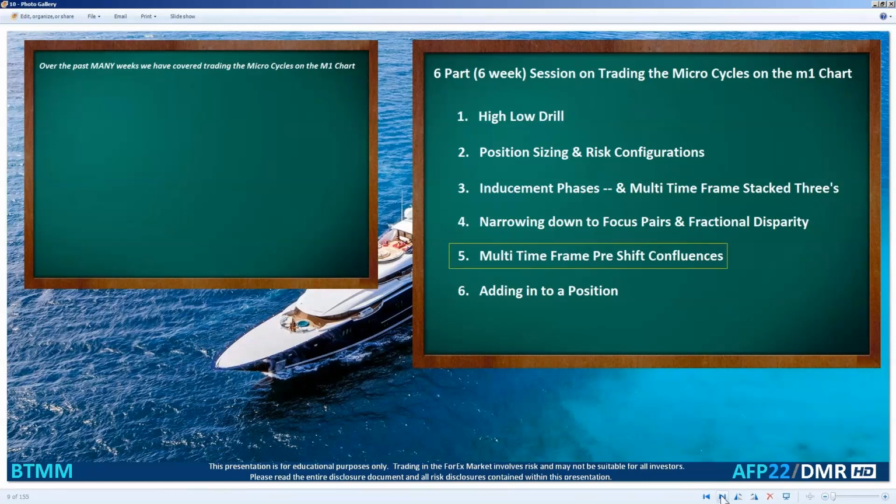Right? Then we got into multi-time frame pre-shift confluences. We broke this session up into 2 parts. We talked about the multi-time frame pre-confluences, and as well, we then added in this idea of multi-time frame markups, which is extremely important leading into tonight's session.